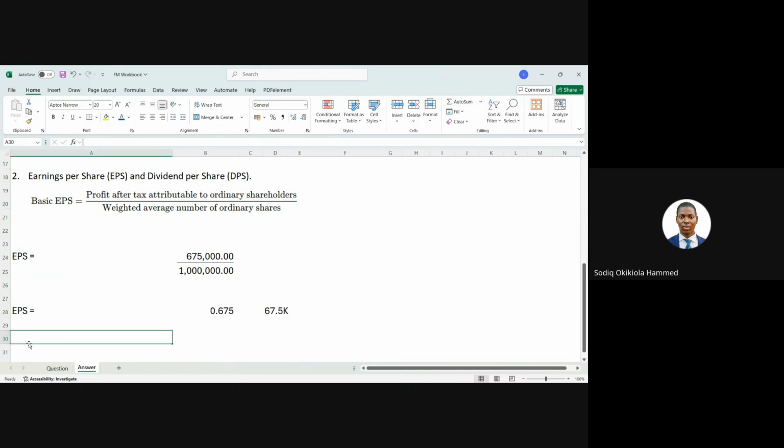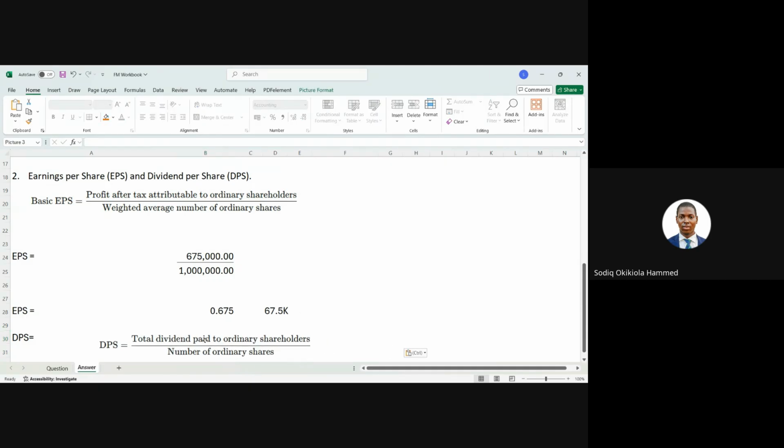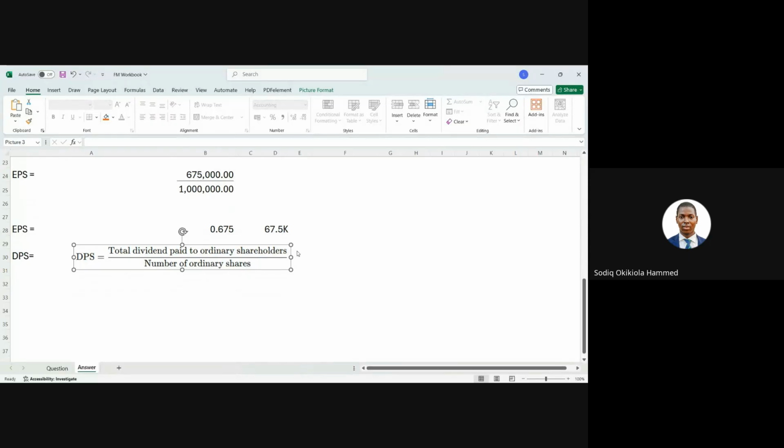So if you want to look at our dividend per share, DPS, do we need to put the formula? Okay, let me check the formula, because I'm going to share the workbook with you for your reference. If you have the formula, it may help.